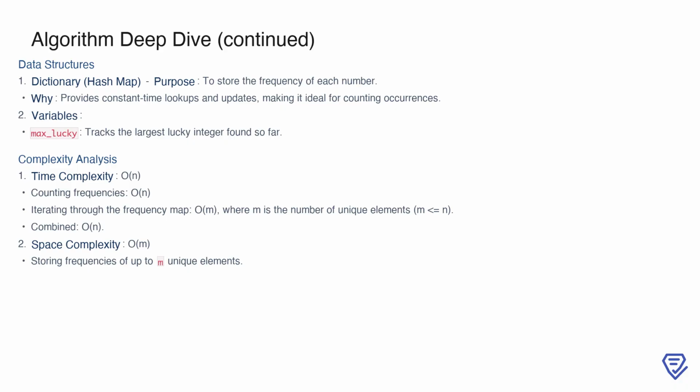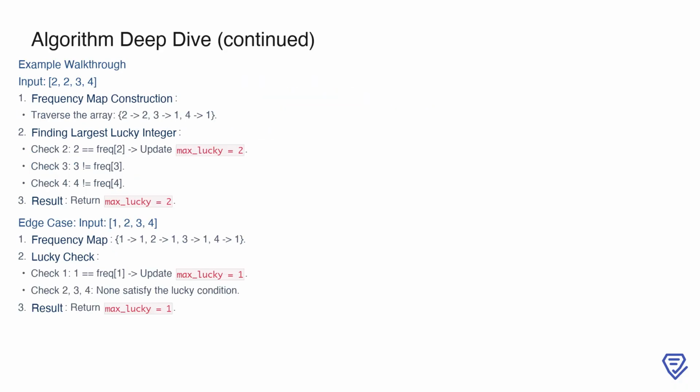As a result, the operations combine to O(n). The space complexity is O(m), where m is the number of unique elements in the array. This space is used to store the frequency map. Let's walk through an example to see the algorithm in action.